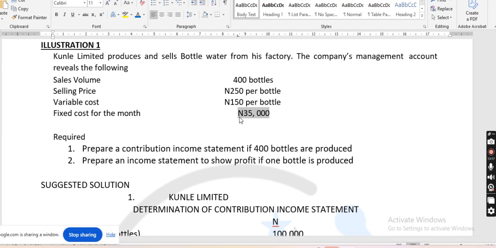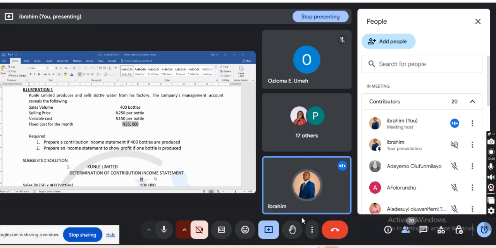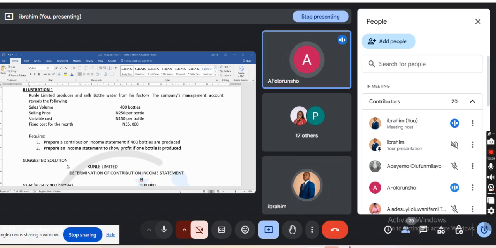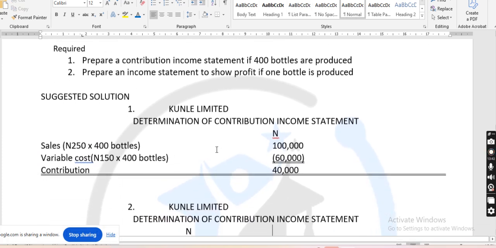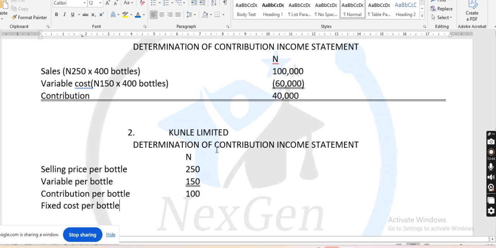Now, if I want to get fixed cost per bottle, what will I do, class? 35,000 divided by the number of units, 400 bottles. 35,000 divided by 400 bottles will give you the fixed cost per bottle.